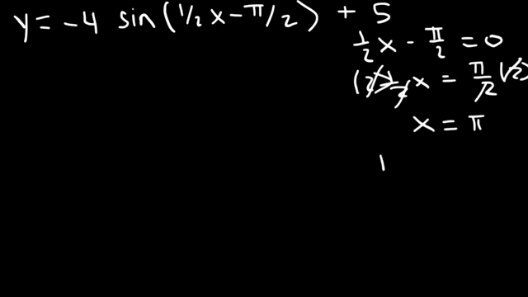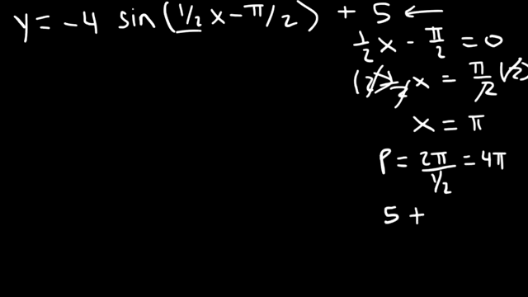Next, let's calculate the period. The period is going to be 2 pi over b, and the number in front of x, as we can see, is 1/2. So this is going to be 4 pi. Remember, if you divide by a half, it's the same as multiplying by 2. Next, let's calculate the range. So the vertical shift is 5, and we need to add the amplitude, which is 4. So the upper limit is going to be 9, and 5 minus 4 will give us the lower limit, which is 1.